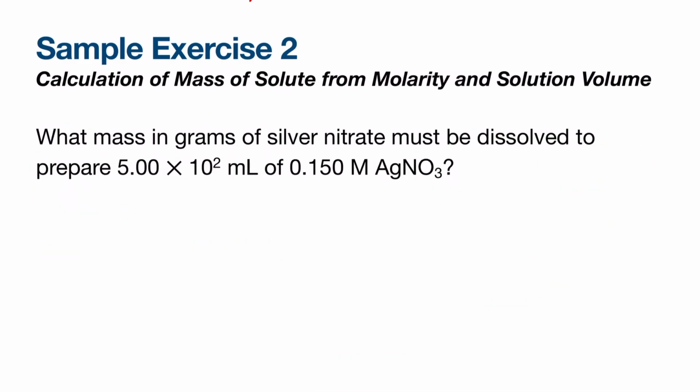Now let's solve another sample exercise. What mass in grams of silver nitrate must be dissolved to prepare 5 times 10 raised to 2 mL of 0.150 molar silver nitrate? When you have a ratio as a given quantity, and that ratio is the molarity, the ratio of moles per liter, we can write it automatically as an equivalency or a conversion factor, wherein 0.150 moles of AgNO3 is equal to 1 liter of solution. So we can then clearly see the two conversion factors that result from the equivalency.